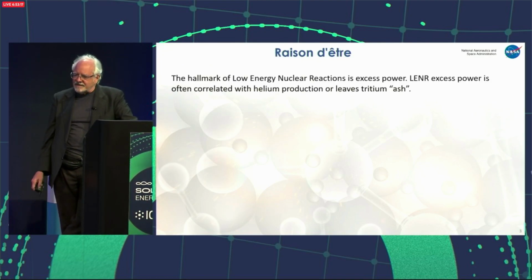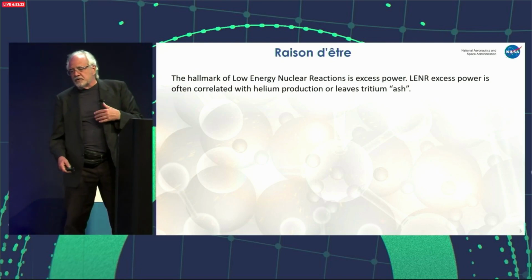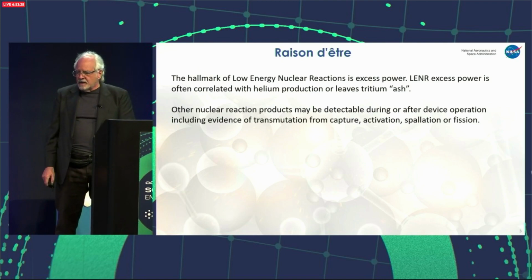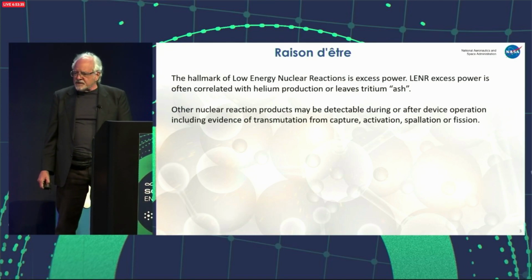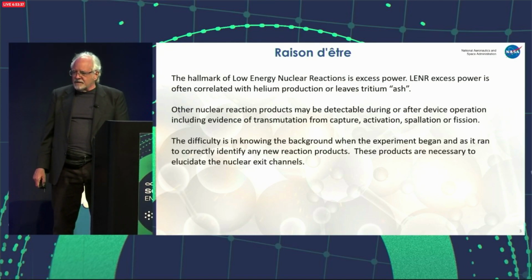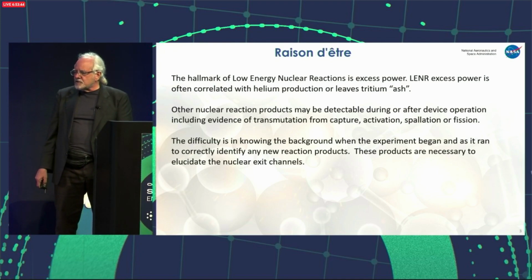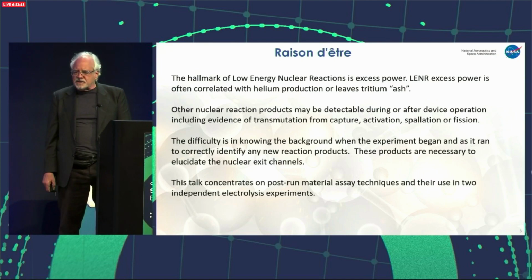So the raison d'etre. The hallmark of low-energy nuclear reactions is excess power. LENR excess power is often correlated with helium production or leaves a tritium ash. And there are often other nuclear reactions that have been detected either during or after the device operation, including transmutation. The difficulty is knowing what was in the background when the experiment began and correctly identifying any of these new particles. And the products are necessary to elucidate what the nuclear exit channels are.